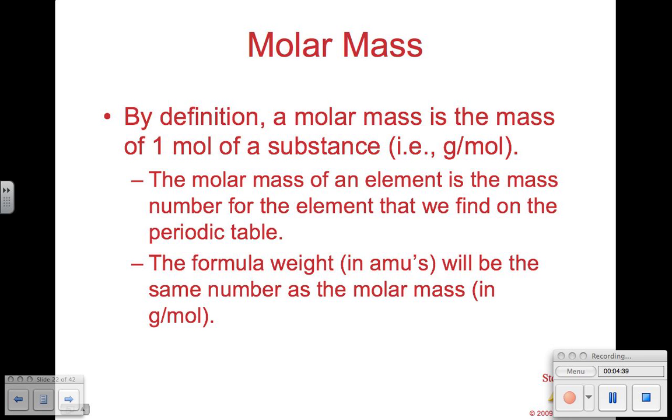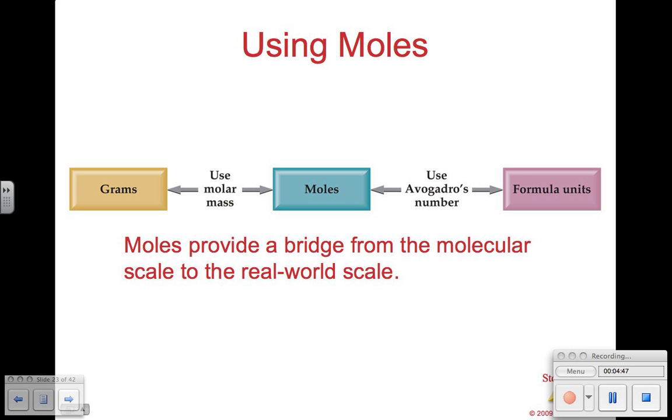All right, and moles are a way to go between things that we use at real world scale, so grams, and the molecular scale, formula units and molecules. And so we would use molar mass to convert between grams and moles. Then for the moles of a compound, we would use Avogadro's number to go from moles to formula units or number of items. So that would be our conversion factor.